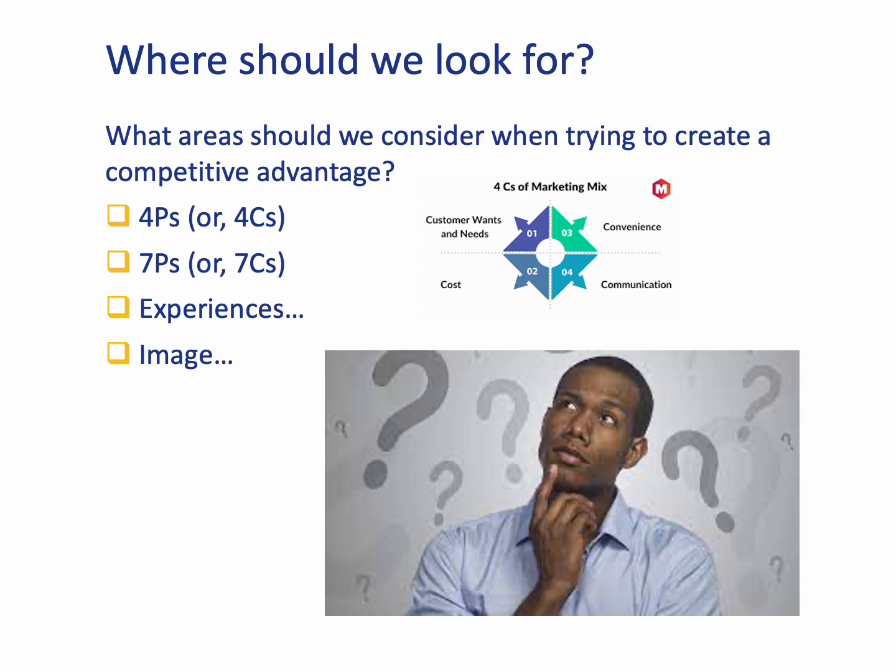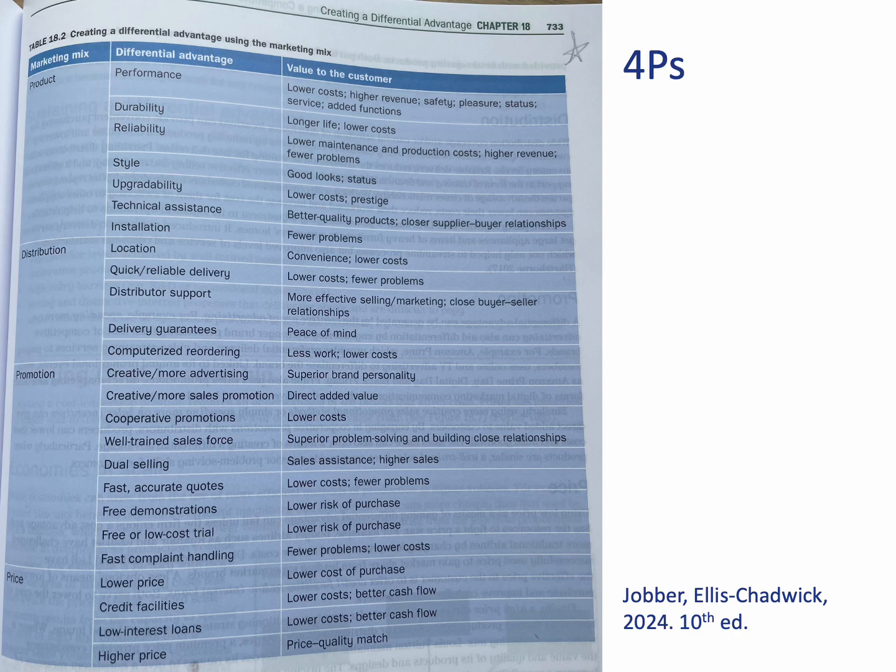So now let's put it all into action. As I said in this video, one of the ways to create competitive advantage is to structure them by the 4 P's. So Jobber, Ellis-Chadwick has done a great job, and in their latest textbook, which is published in 2024, the 10th edition, they suggested this table, which I found quite interesting and useful actually. So they tell us how to create a differential advantage using the marketing mix, 4 P's, and their potential impact on customer value. So they explain, in other words, why would these things be successful.